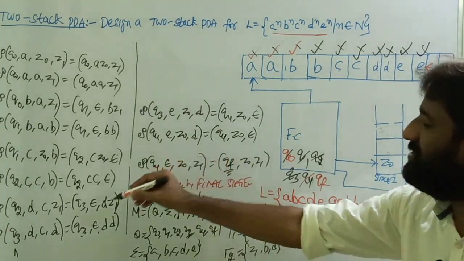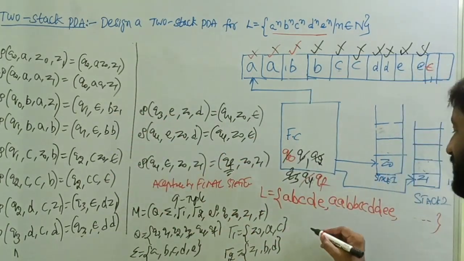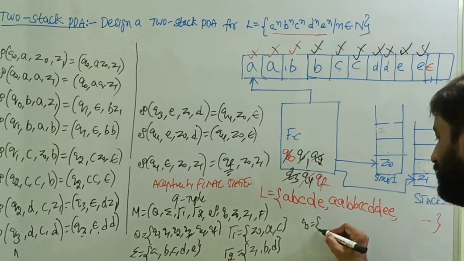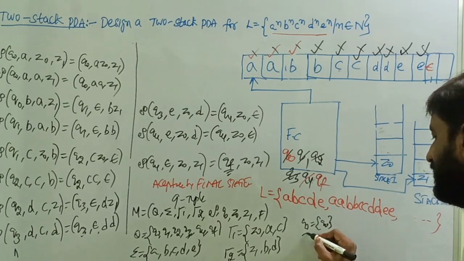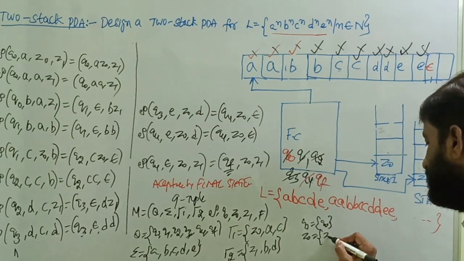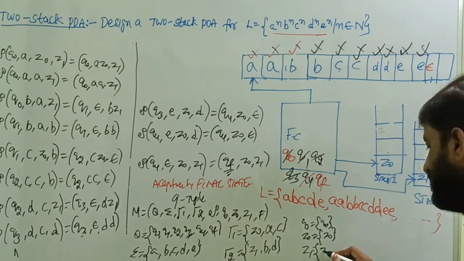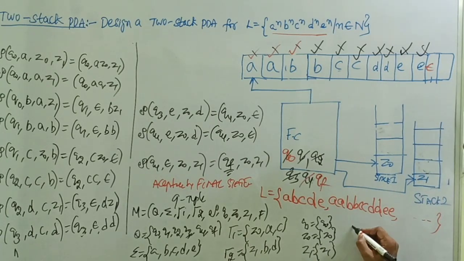So transitions, these are all the transitions. Okay. Then Q0, we have taken Q0 equals to Q0 only. Z0, we have taken Z0 is Z0 only. Z1, we have taken Z1 is Z1 only. Then F equals to QF.